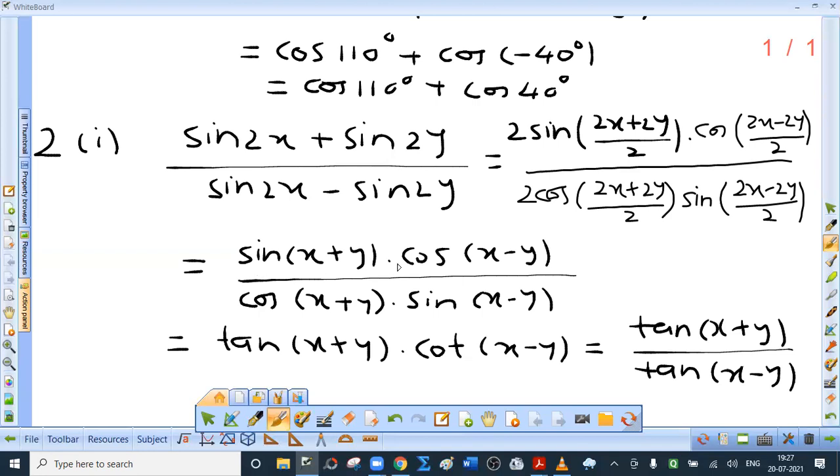So sin of x plus y into cos of x minus y upon cos of x plus y into sin of x minus y. Sin upon cos is tan. So tan of x plus y into cot of x minus y. But what is cot? 1 upon tan. So this is tan of x plus y upon tan of x minus y. So that's it for today.